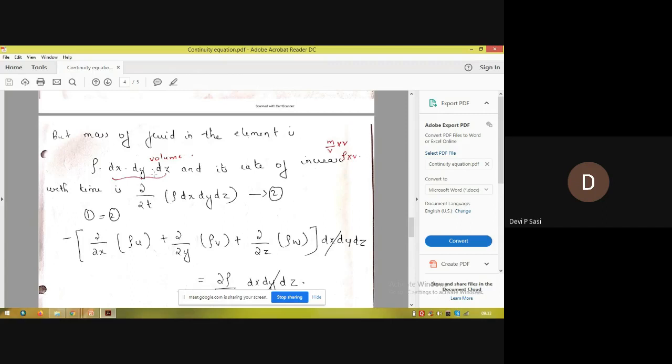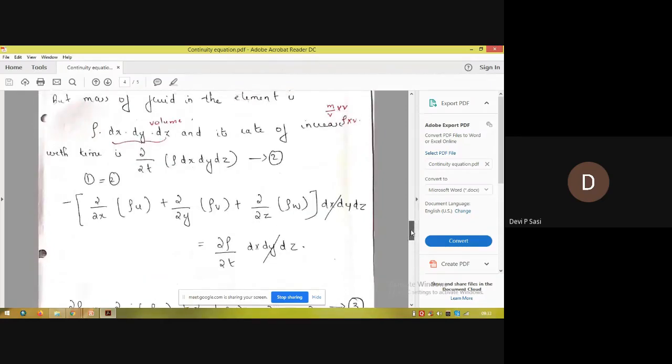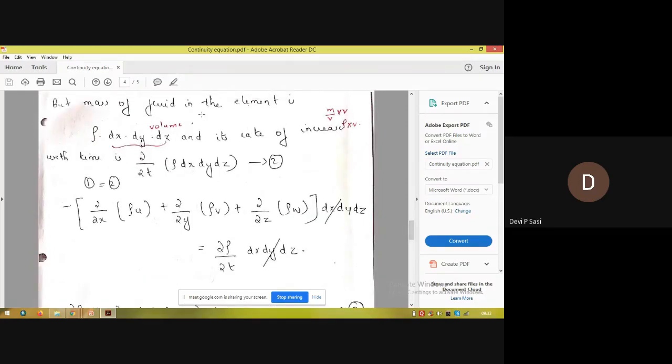Then there is an increase of mass with respect to time. Okay, it is increasing with respect to time, so we may write it as dou by dou t of rho into dx into dy into dz. Now you are equating 1 and 2. What's equation 1? Minus dou by dou x of rho u plus dou by dou y of rho v plus dou by dou z of rho w. That much is equal to the mass of fluid in the element, that is dou by dou t of rho into dx into dy into dz.